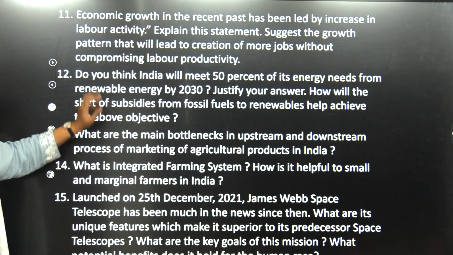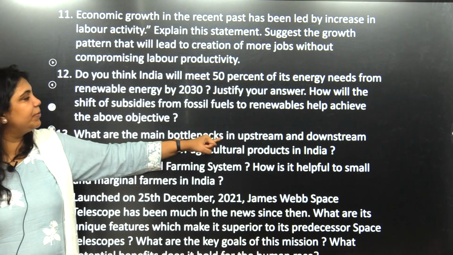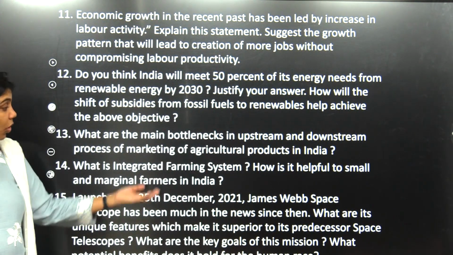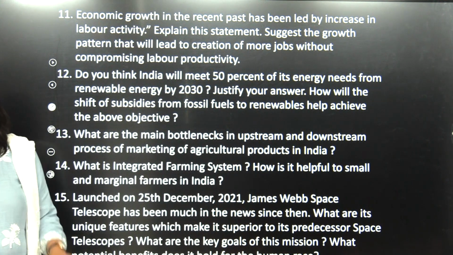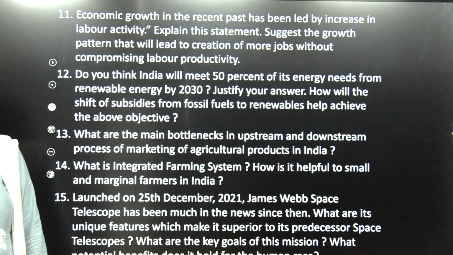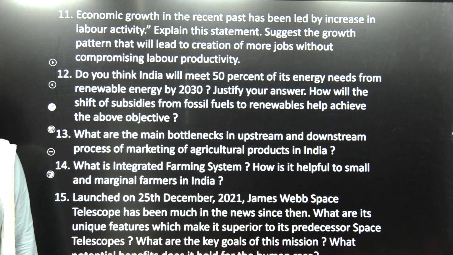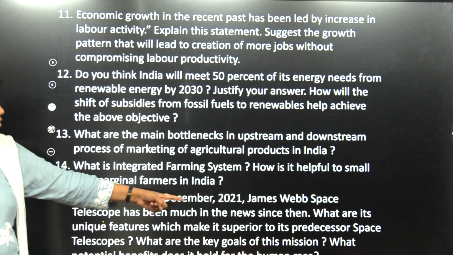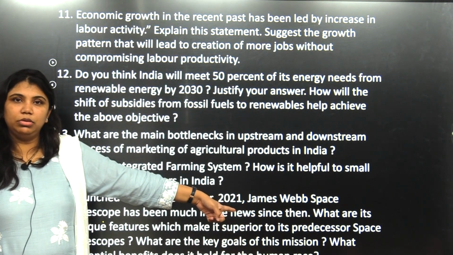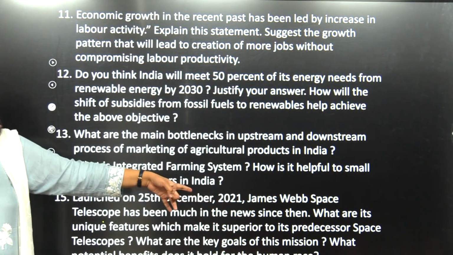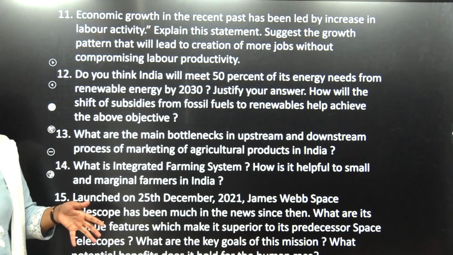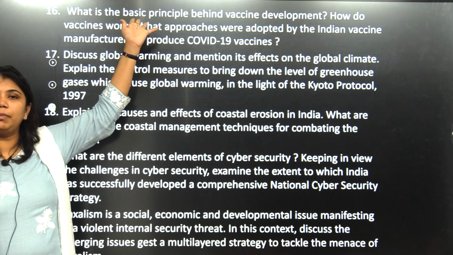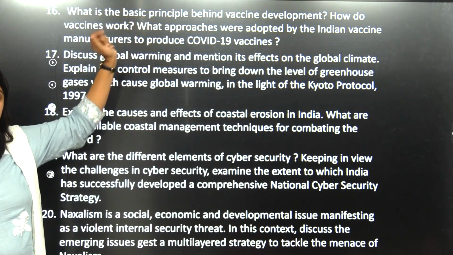So even the renewable energy. See, what are the main bottlenecks in the upstream and downstream process of marketing of agricultural products in India? What is integrated farming system? Simple question, what is integrated farming system? Question interpret cheyadanku time matter. And if you take the current science and tech questions, it's about James Webb Space Telescope, which was in the news continuously. And not only that, as I told you, we also have a question on vaccine developments, in the newspaper, it was there, current affairs.